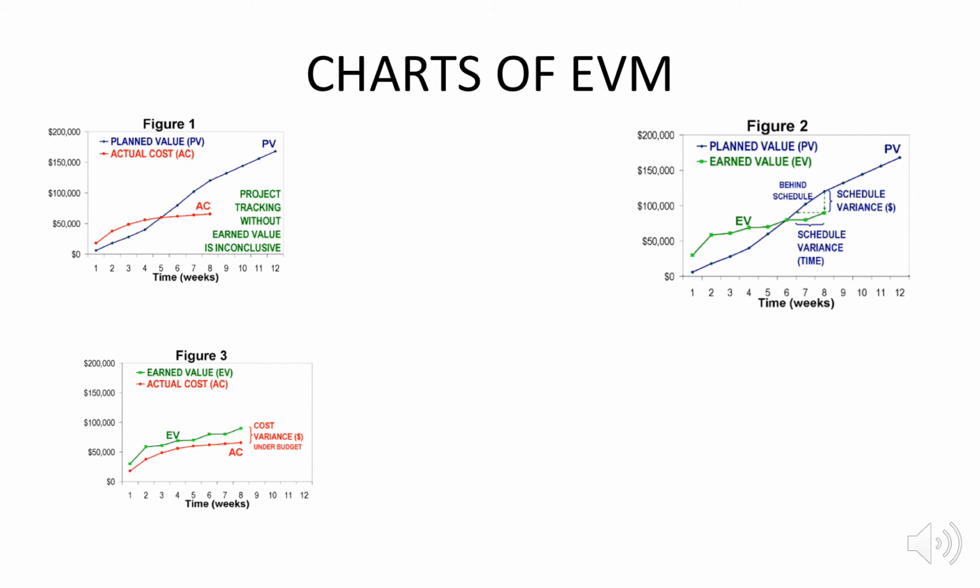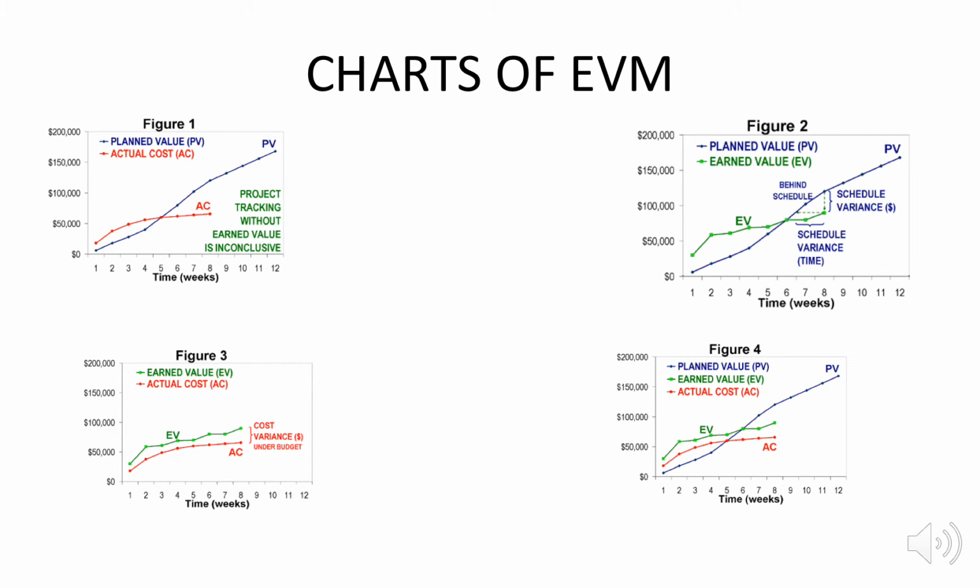The next one is Figure 3. The green one is the earned value and the red one is the actual cost, showing how it differs over time with respect to dollars. And the fourth chart has all three together at one point. The green one is the earned value, the red one is the actual cost, and the blue one is the planned value. It shows how these values differ with the time frame and with the dollars.